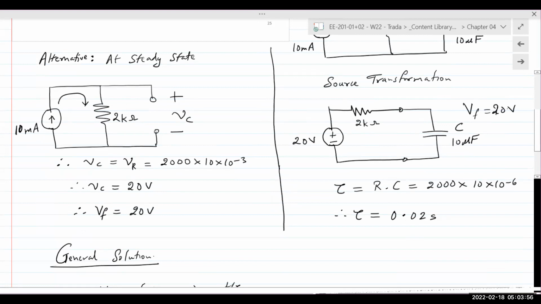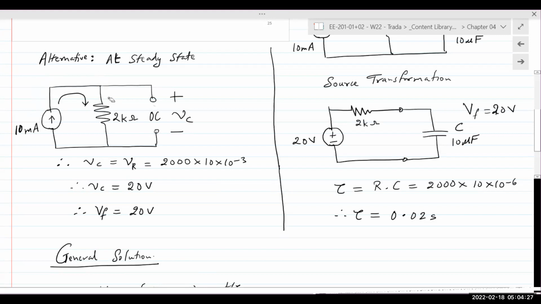An alternative way of determining this voltage is to look at the capacitor at steady state. So at steady state, what happens? The capacitor reaches full charge and it behaves like an open circuit. So open circuit right here. At steady state, all of the current from the current source is going to go down this path, meaning through the resistor.